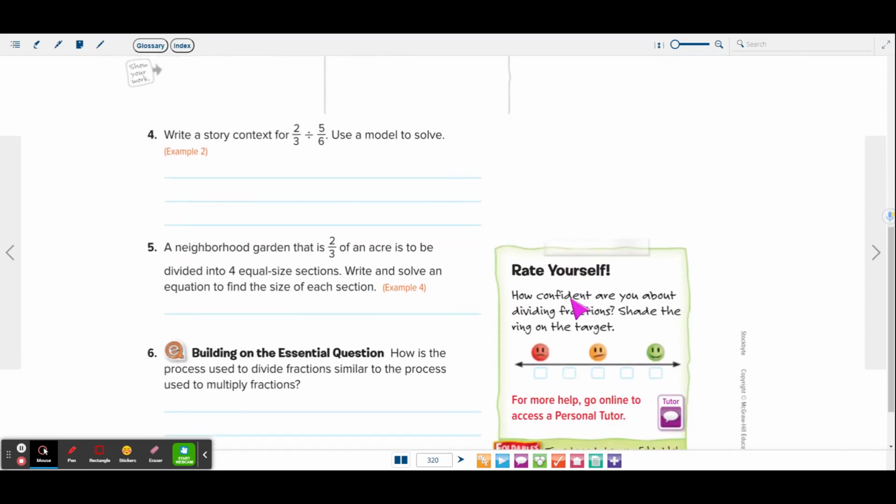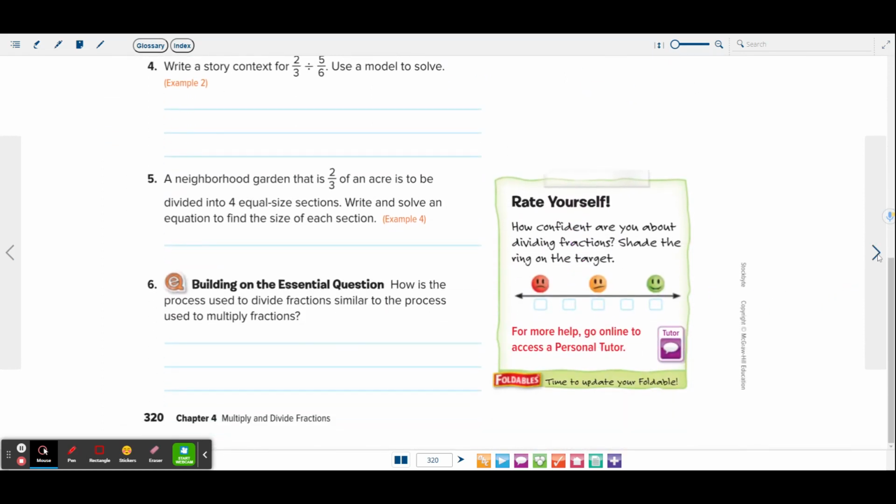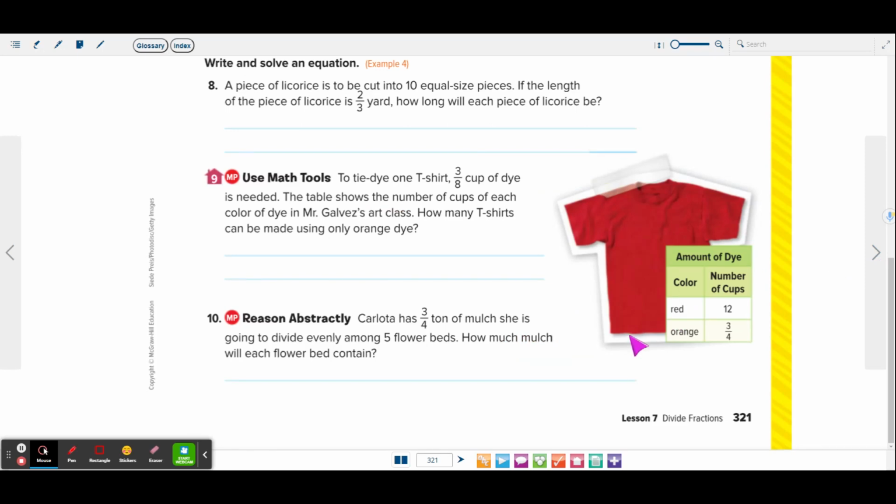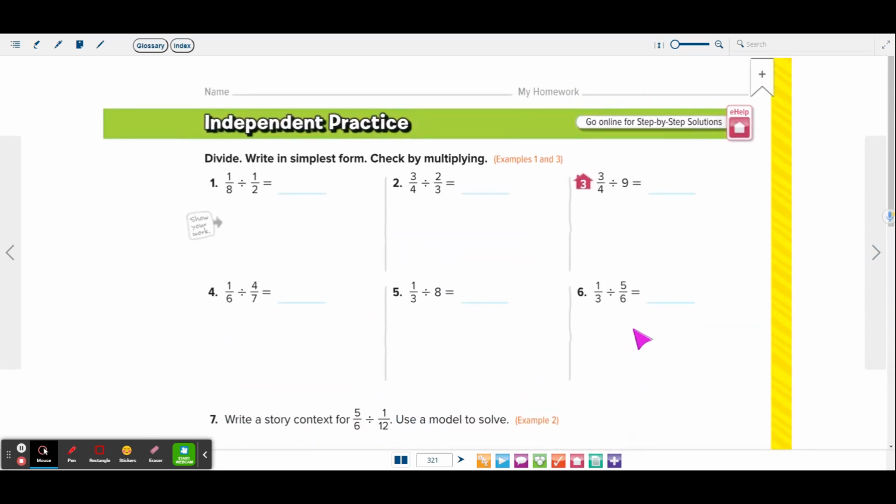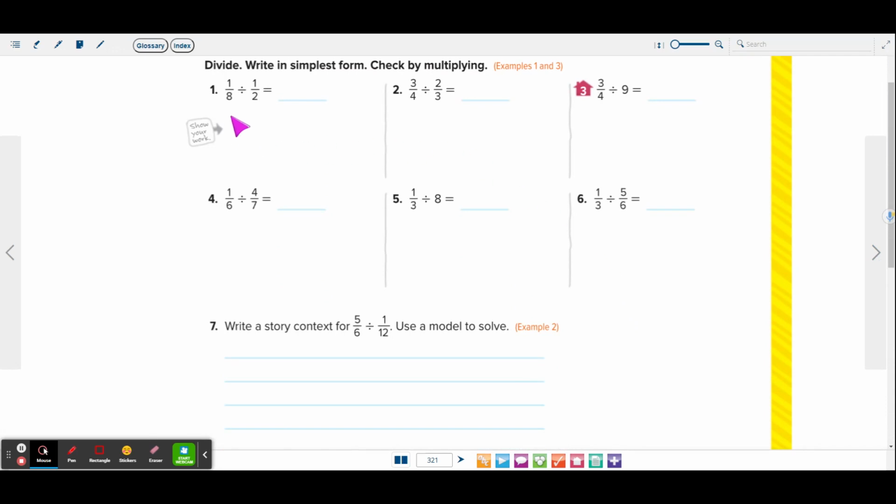So let's go to page 321, which is your homework. And you are going to do 1 through 10 on this page. These are exactly the same. The keep, change, flip, you might want to write that on your page before you even start. Keep, change, flip. If you have that written there, you'll remember to do that. Keep, change the sign, flip the second fraction upside down.